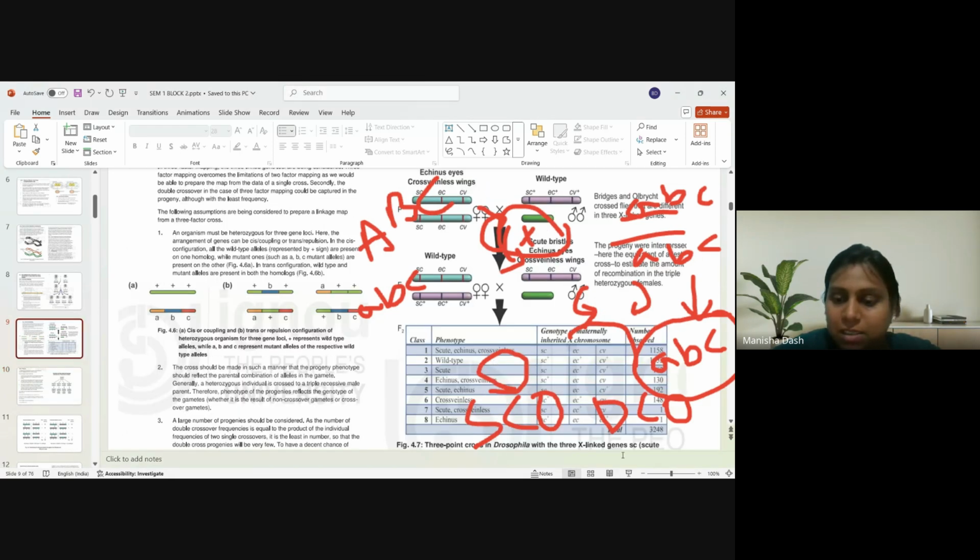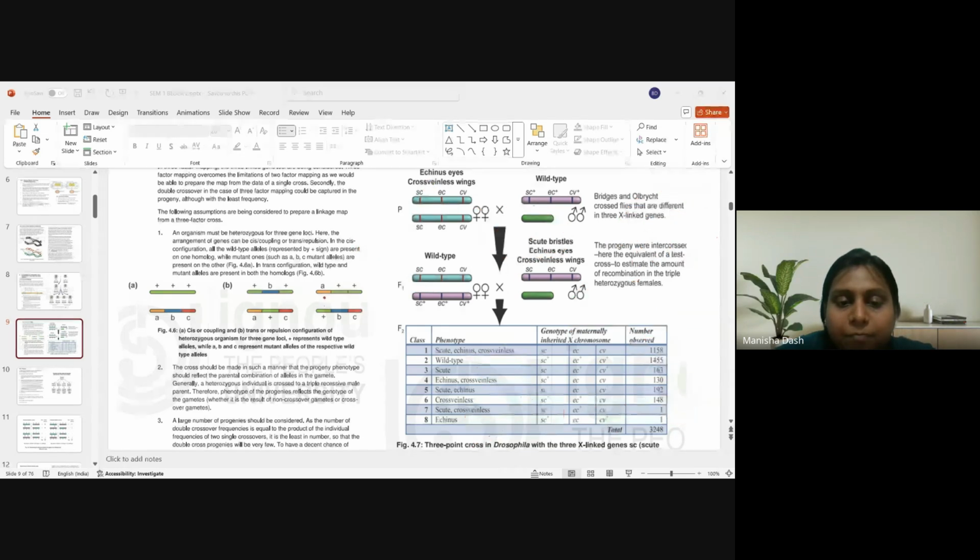Okay, fine. Then let me assume that you have understood this. So let's come back to the question. Here, if you look into the data, there are two huge numbers mentioned. One is representing all the wild type phenotype, and the other one is representing the skewed, echinus, and cross manless. That means this is the recessive character.